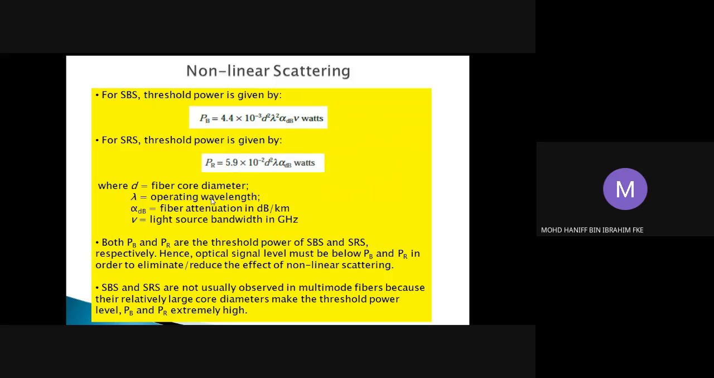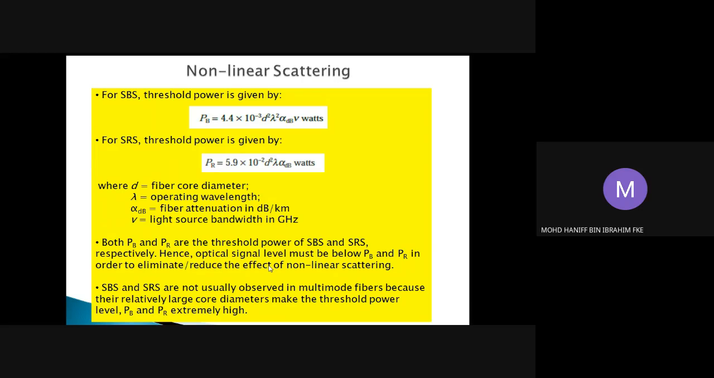These variables can be stated here: D is the fiber core diameter, lambda is the operating wavelength, and alpha dB is the attenuation of the fiber, which is a standard attenuation stated by the manufacturer. When we buy the fiber optics, normally the attenuation of the fiber will be stated in the fiber optics specification. And V is the light source bandwidth in gigahertz.